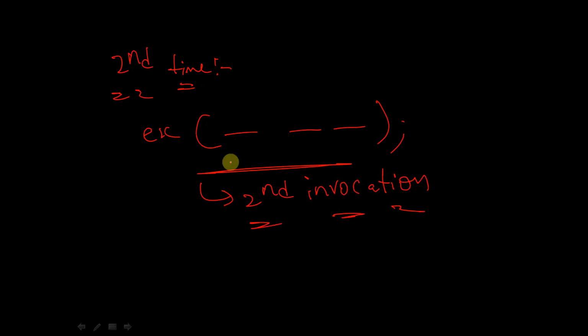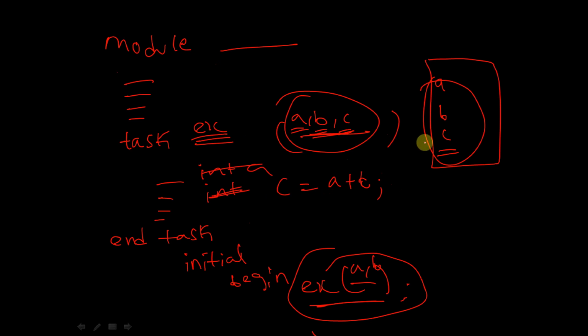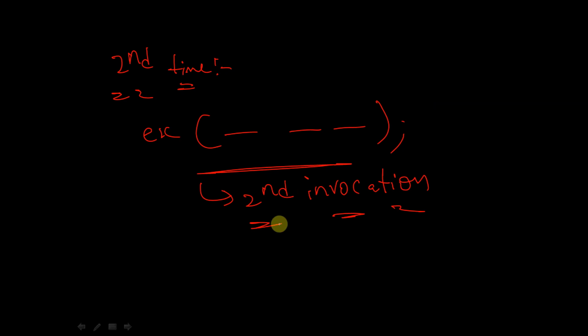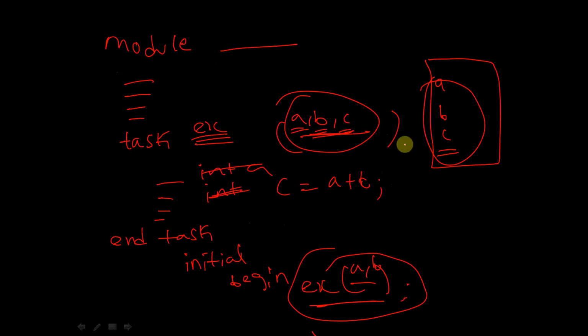Then what happens? There will be no separate memory created for the second invocation. The memory which was created for the first invocation will be used by the second invocation also. That is, the members which are already present, only the modifications will be done to them. When we make the second invocation, no separate memory is created. The memory created when we made the first invocation will be used by the second invocation call.